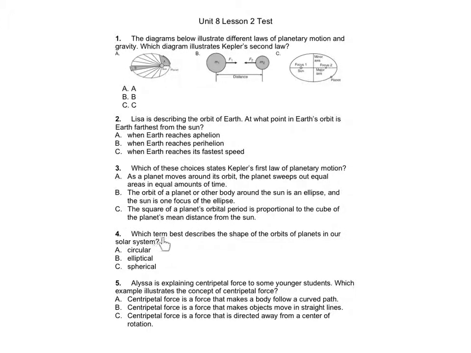Number 4. Which term best describes the shape of the orbits of planets in our solar system? A, circular. B, elliptical. C, spherical.